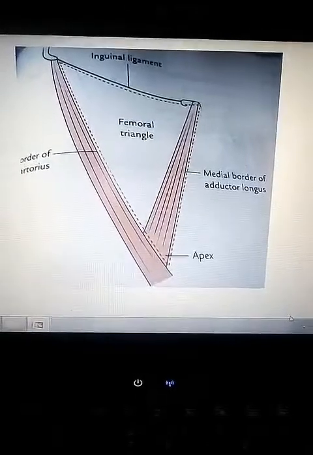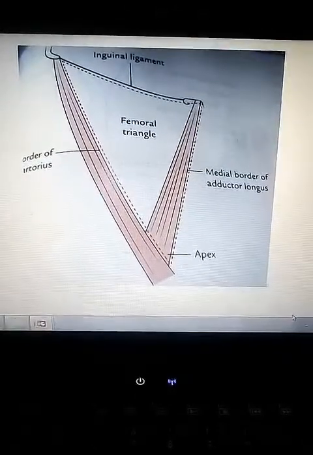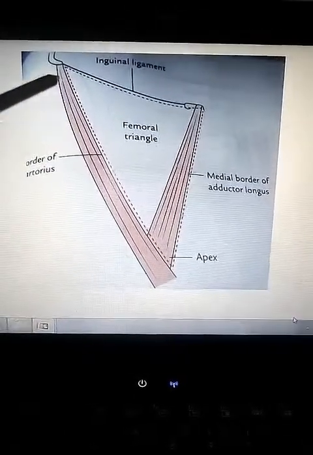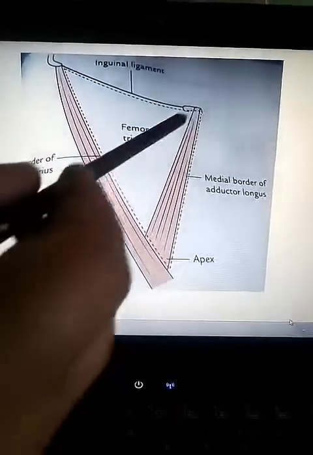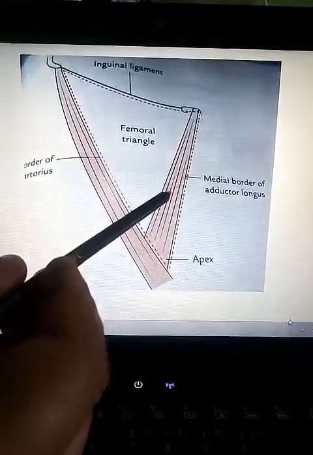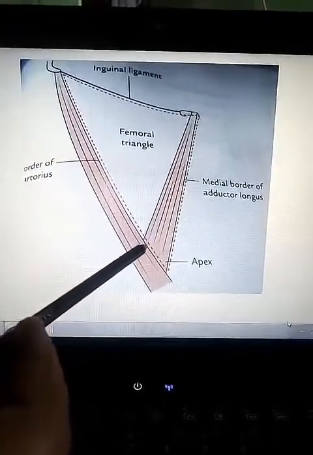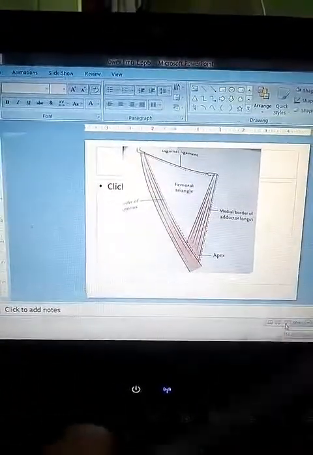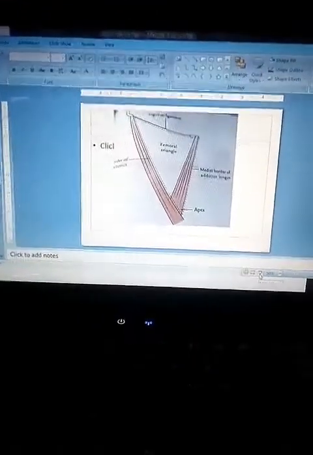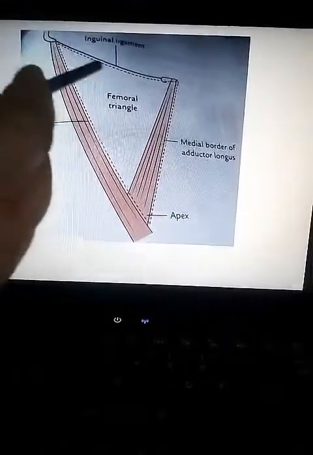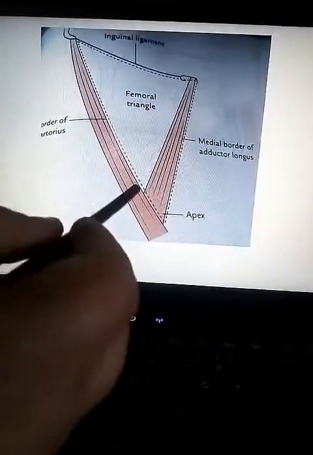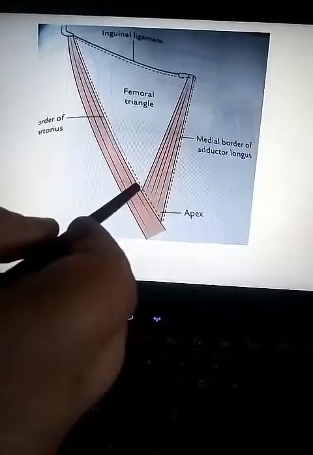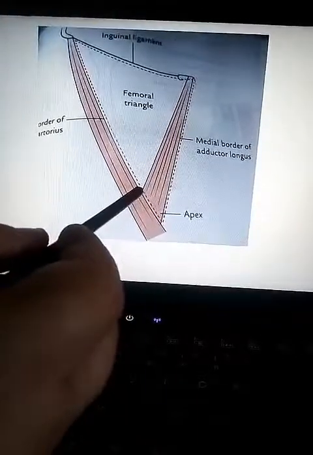The boundaries of the femoral triangle. Laterally, it is bounded by the medial border of the sartorius muscle. Medially, it is bounded by the medial border of the adductor longus, and the base is formed by the inguinal ligament. Apex is formed by the meeting of the medial and the lateral borders.